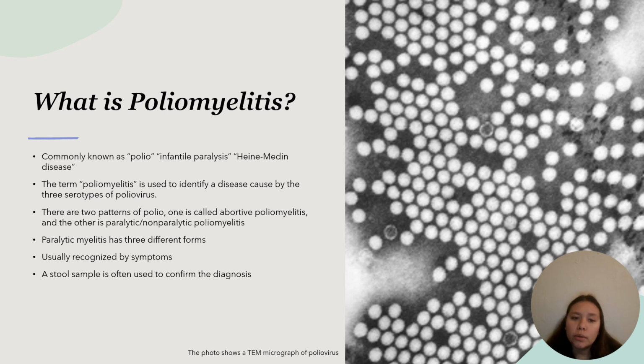There are two patterns of polio. One is called abortive poliomyelitis, which is just a minor illness that does not involve the central nervous system. And the other is paralytic and non-paralytic poliomyelitis. This one is a major illness that involves the central nervous system. Paralytic myelitis has three different forms. It includes spinal, bulbar, and bulbospinal.